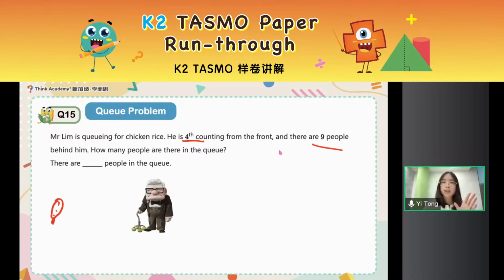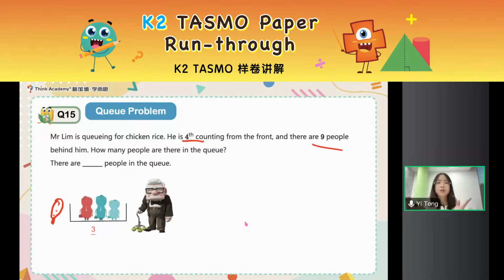We have both ordinal number and cardinal numbers. Don't worry. 4th means that includes Mr. Lim or not? Includes. So includes Mr. Lim. How many people are before him? Yes, there are 3 people. 3 people here and 3.